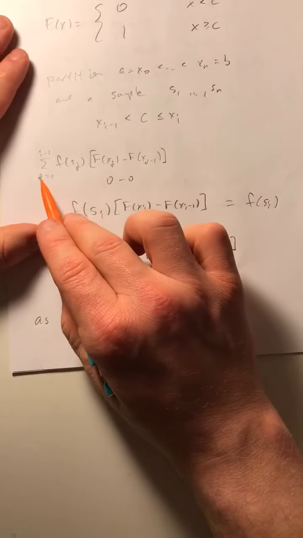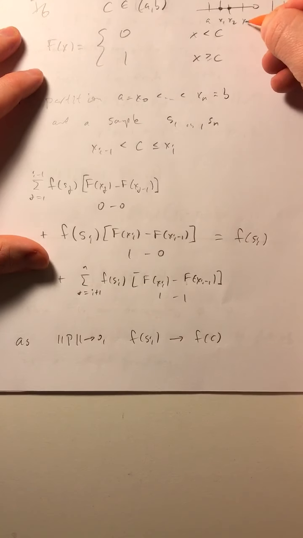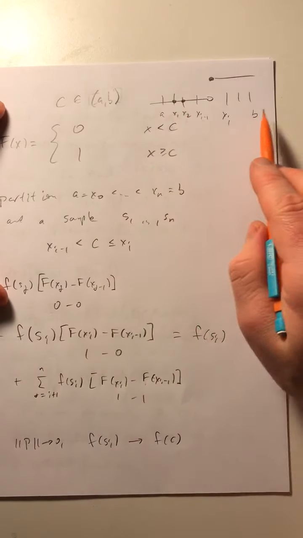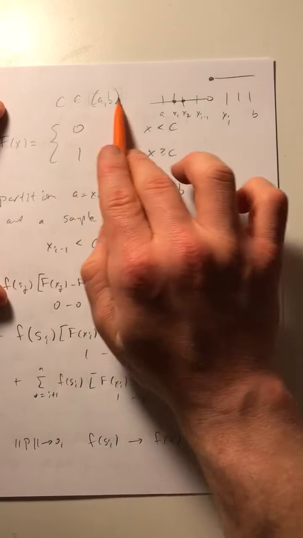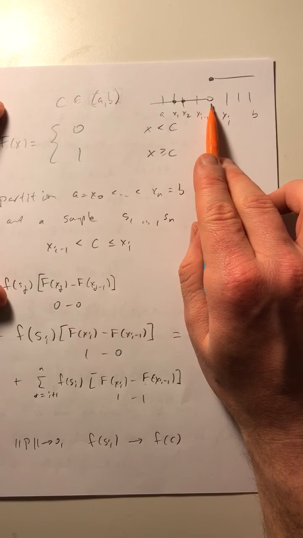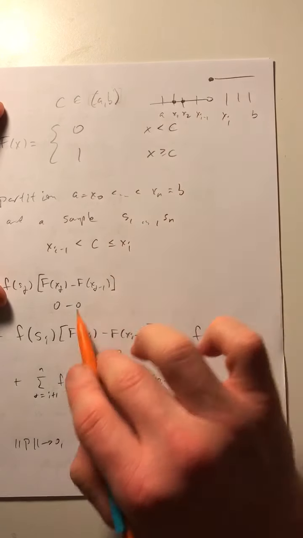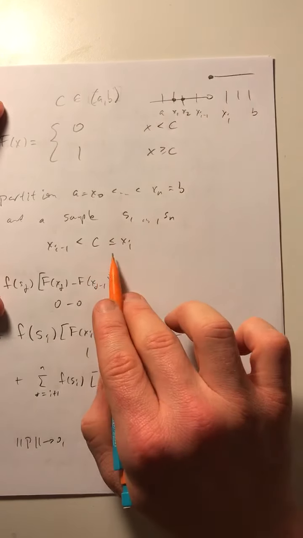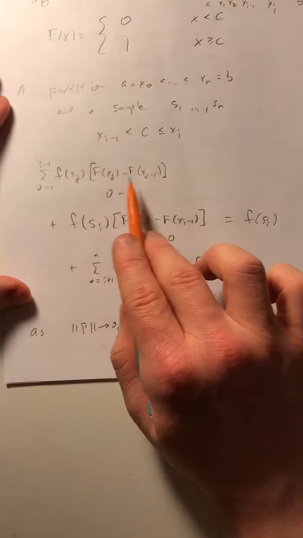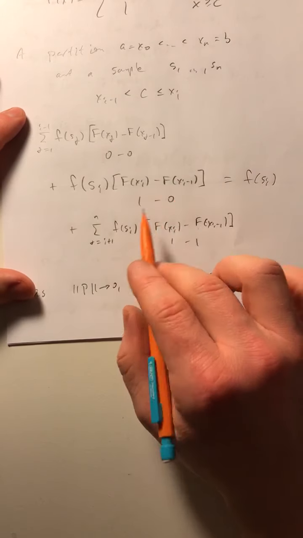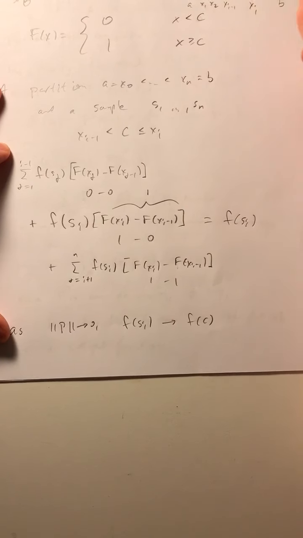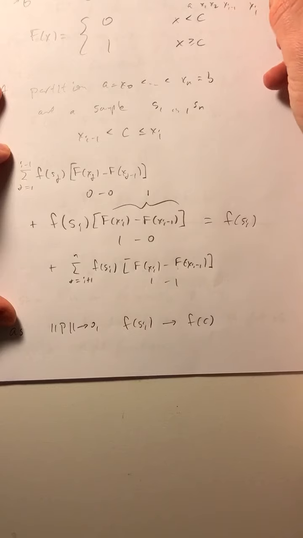Let's look at x(i-1) and then xi. At some point in our partition, we have to go past C. The partition goes from A to B, and C is somewhere in between. So at some point, our partition points are going to have C in the middle of them, or possibly exactly equal to. I'll leave you to figure out what happens if it's exactly equal to. Everything before that has 0 minus 0 here. At this one, I have a 1 minus 0, so the weight attached to this particular interval in the partition is 1.